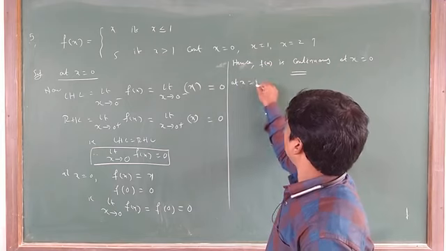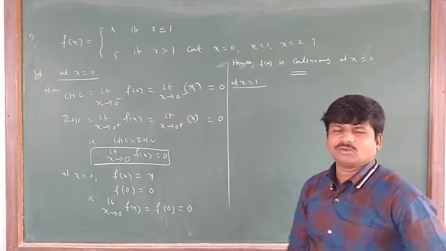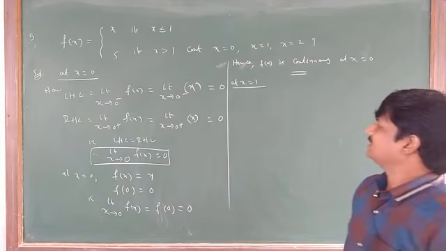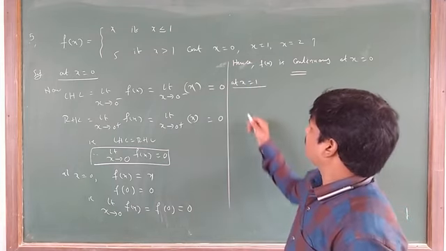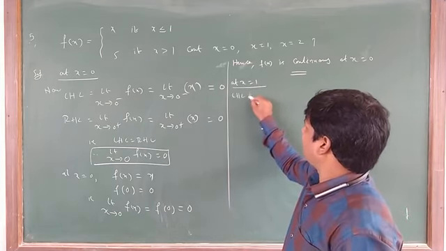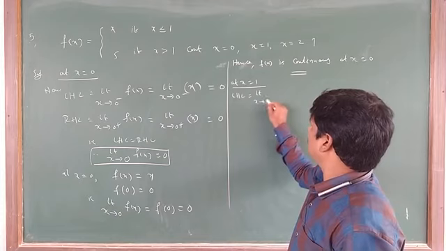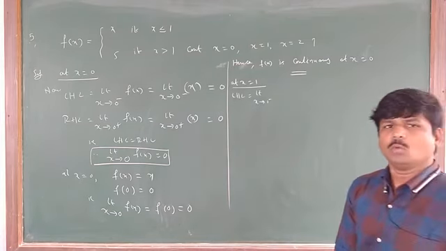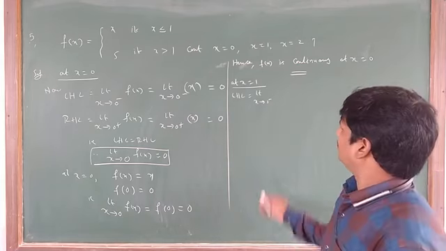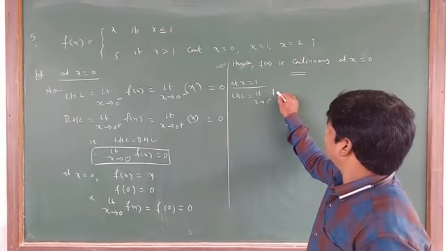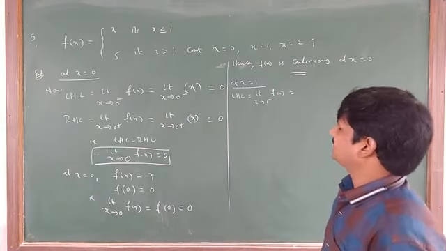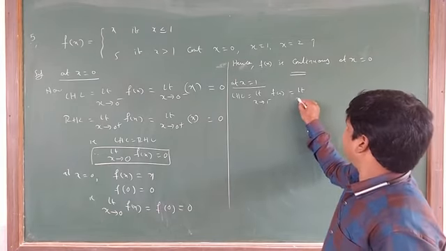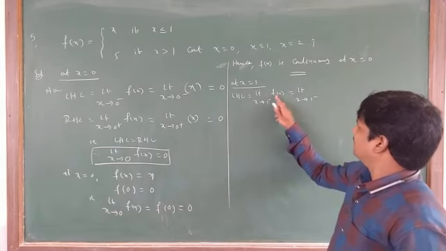At x equal to 1 we have to check. So to check at x equal to 1, first what do I find? Left hand limit. We have to find the left hand limit at x equal to 1. Find limit as x tends to 1 minus of f of x.